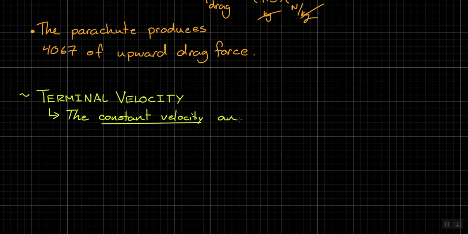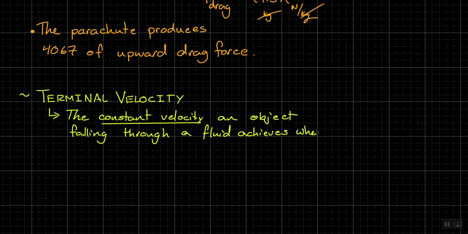An object falling through a fluid, the constant velocity an object falling through a fluid achieves when, and I'm going to write this kind of mathy, and maybe I don't have to, we'll do it both, when drag force equals gravitational force.